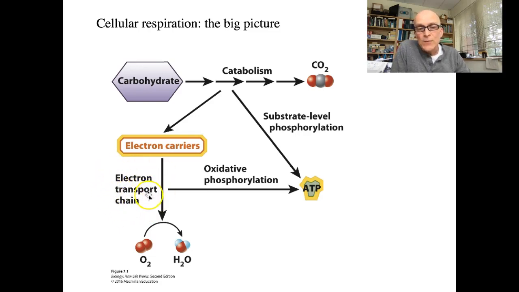That is called the electron transport chain, and it culminates, it ends, in the formation of water and the use of oxygen. So cellular respiration requires oxygen, and it produces water. It requires carbohydrates, and it produces carbon dioxide.